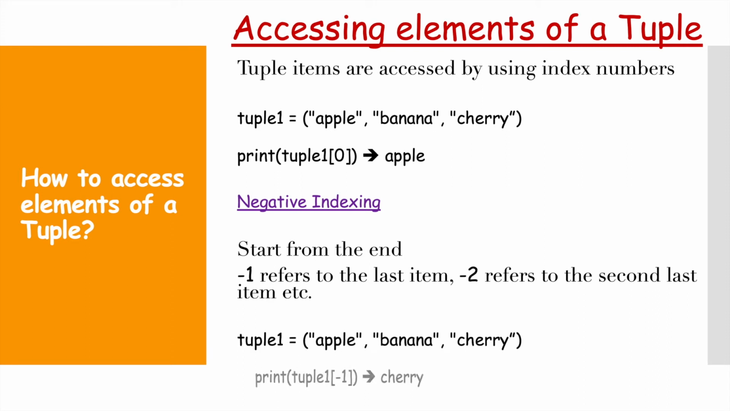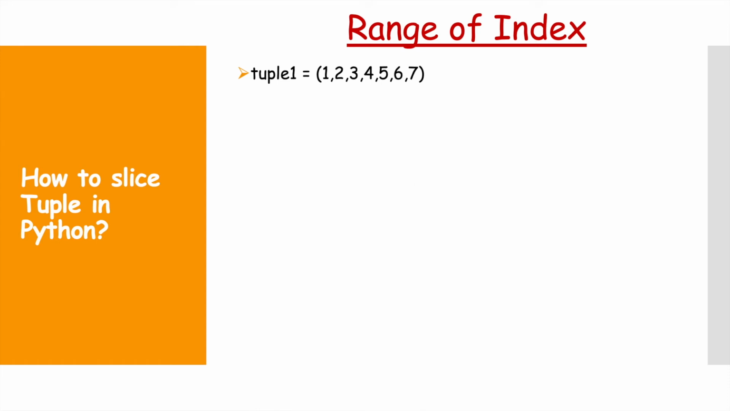So here is an example of a tuple, and when you print the tuple by providing the index number as -1, it is going to give you the last element of the tuple, that is cherry. Now let's see how to slice the tuple in Python.